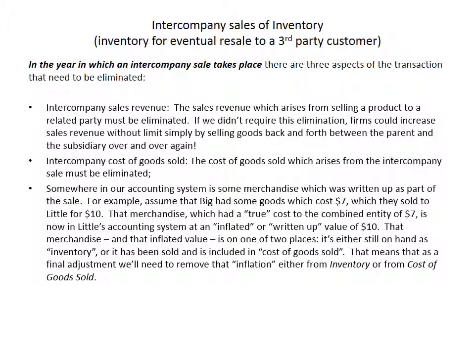If Little still holds the merchandise at year end, then that inflated value is in inventory, and we're going to have to correct inventory by writing it down from $10 down to $7. If that merchandise has been sold, then that inflated value has moved from inventory to cost of goods sold, and we're going to have to correct cost of goods sold, reducing it from $10 down to the true cost of $7. So as a final adjustment, we're going to need to adjust either inventory or cost of goods sold.